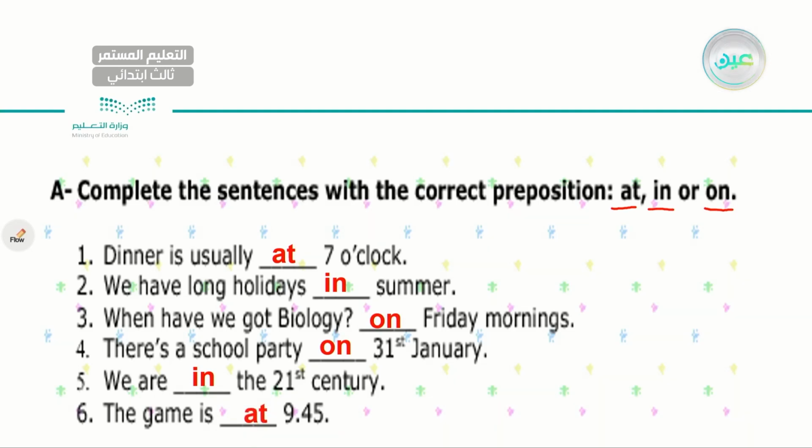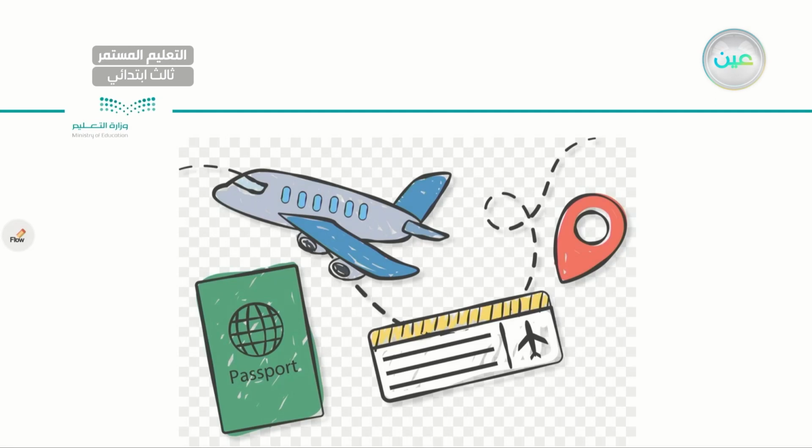Very good. So let's read the sentences one more time. Dinner is usually at 7 o'clock. We have long holidays in summer. When have we got biology? On Friday mornings. There is a school party on 31st of January. We are in the 21st century. The game is at 9:45. Very good, my dear students. So let's go to the next thing we have.